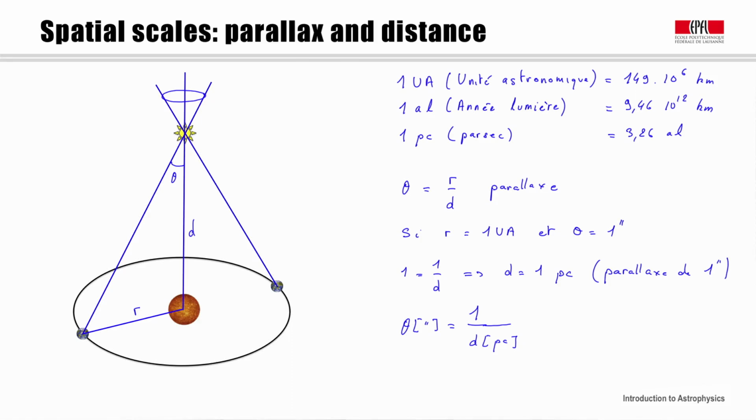Those are the main units of distances in astrophysics. Astronomical units are used for distances of the order of the size of a planetary system, like our solar system. Otherwise, we use light years or parsecs. We have a direct relation between distances in parsec and angles subtended by objects in the sky.